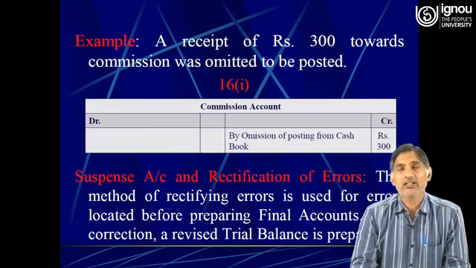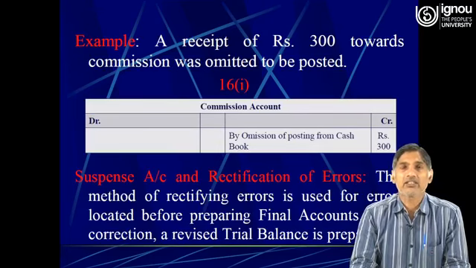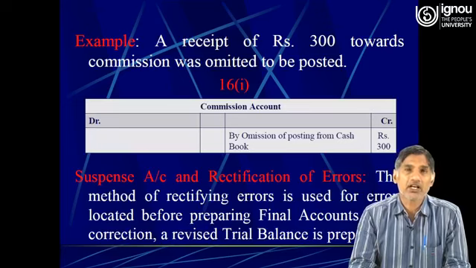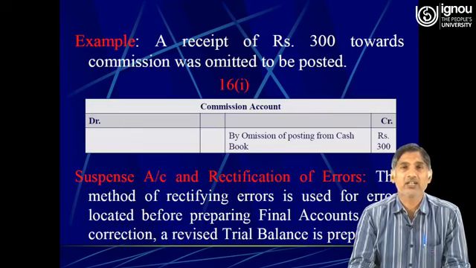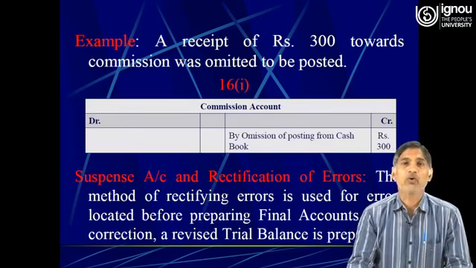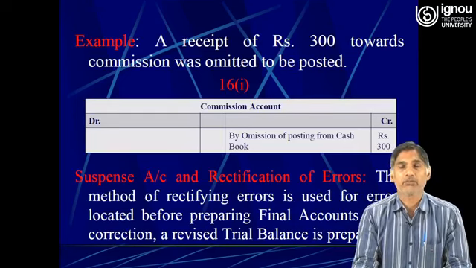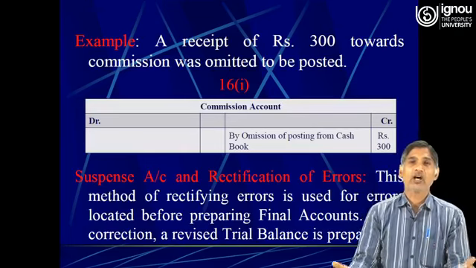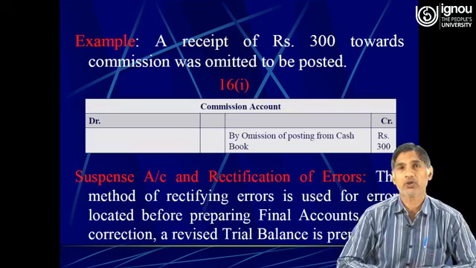So what mistake was committed while making the journal entry? That we omitted to post this journal entry. So here commission account was credited in the journal entry. Therefore, in order to correct the mistake, in the credit side of commission account, we will write "by omission of posting from cash book". So here in this transaction, the journal entry which must have been passed in the books of original entry was cash account debit to commission.